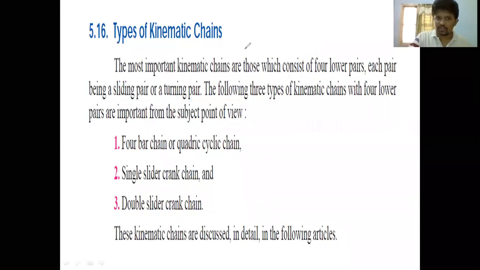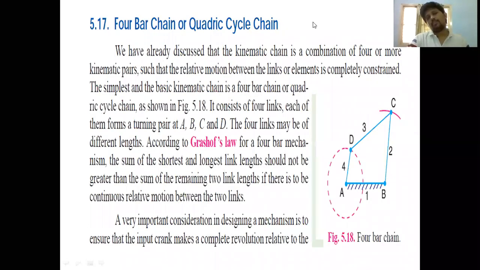First we'll see what this 4-bar chain mechanism is. As the name itself says, here we have four links. In the diagram itself you can see we have four links: the first one, second one, third one, and the fourth one. To form a 4-bar chain mechanism, that is, for one link to move and another link to move relative to it, we need to satisfy a law called Grashof's law. This Grashof's law is key for the relative motion between them.